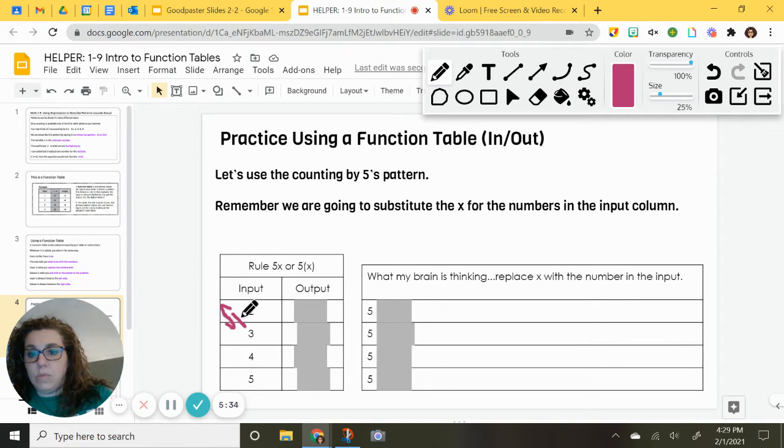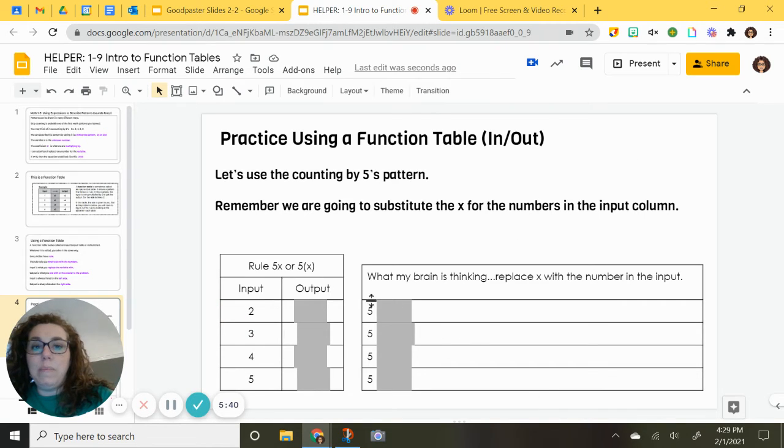Oh my goodness, that is really bad. So I give up on that one. So what my brain is thinking, this would be easier. This is what my brain is thinking. I take that 2 and I put it here, and that means multiply. So my out is a 10.